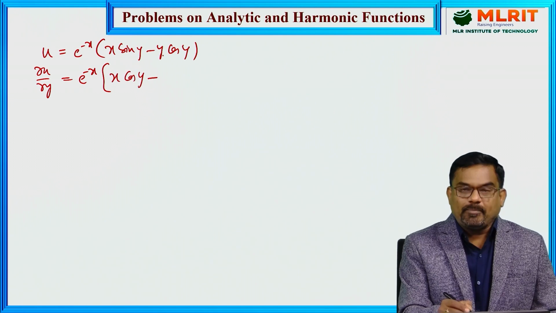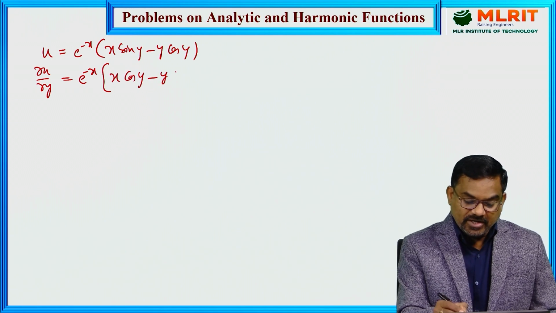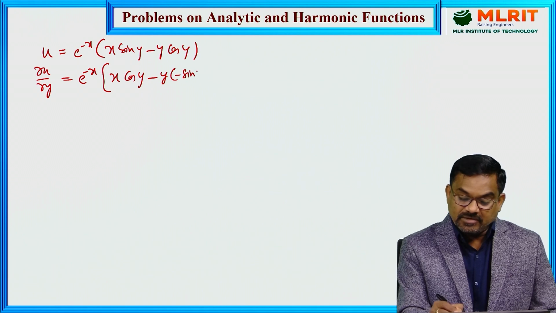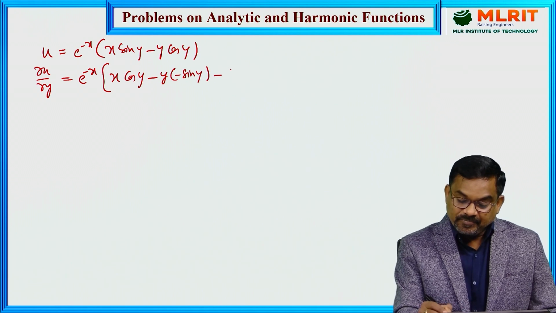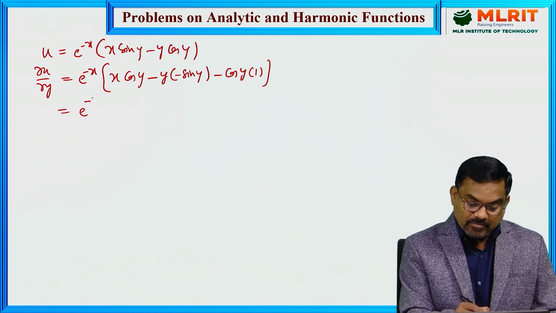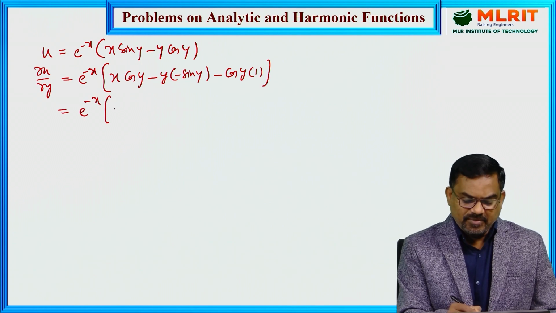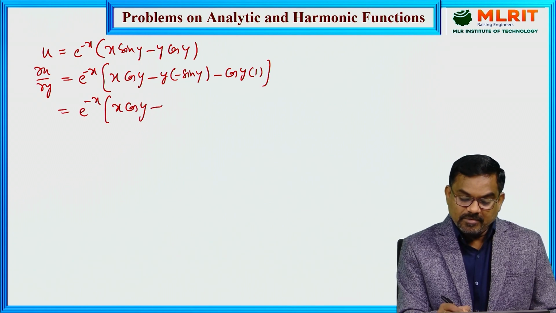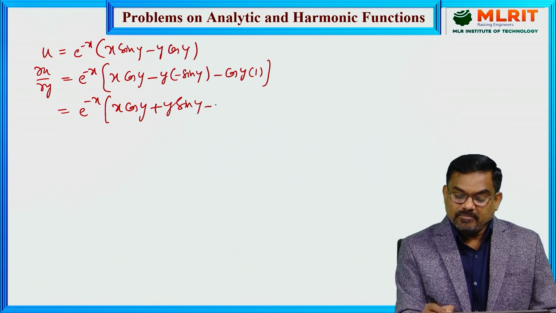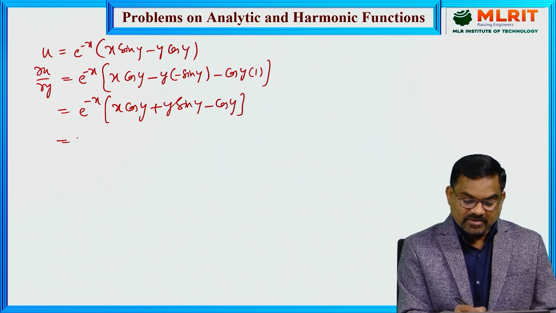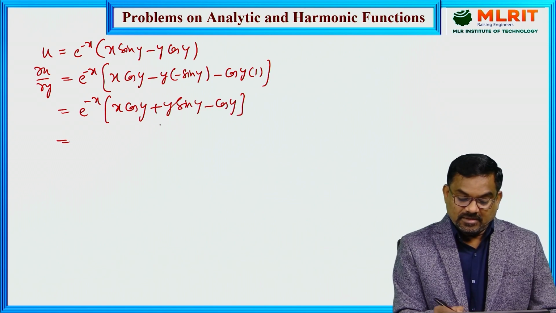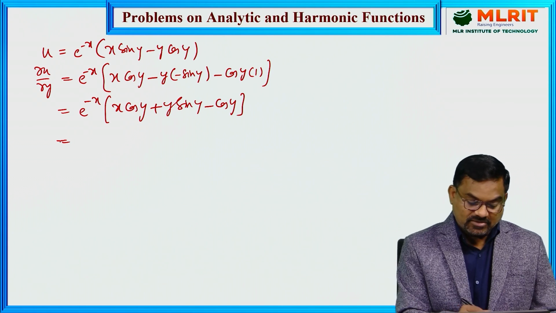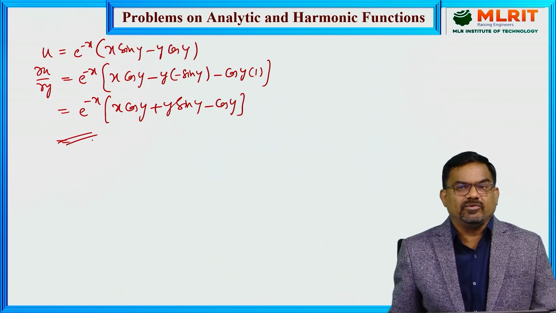Here we need to apply the uv rule. Minus y into derivative of cos y is minus sin y, minus cos y into derivative of y is 1. So e power minus x, just simplification, x cos y plus y sin y minus cos y. So this is the first order derivative dou u by dou y.